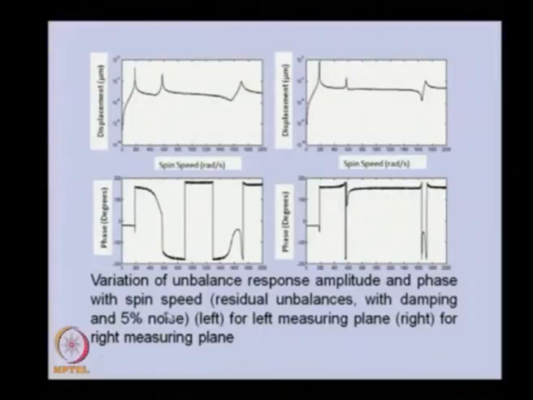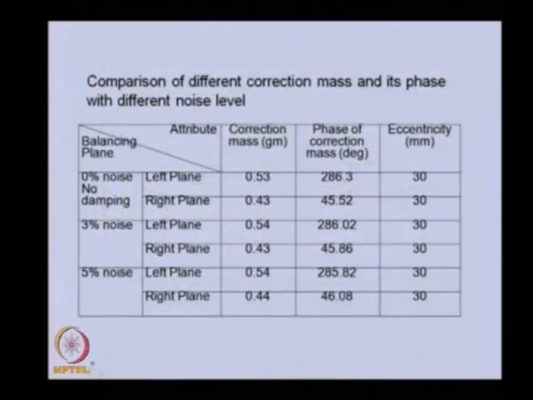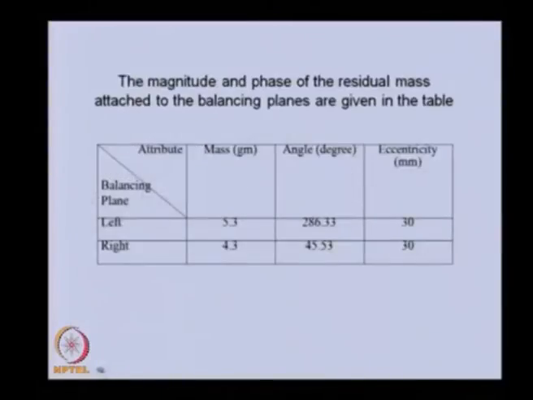So basically this addition of noise will show the effect of noise on the estimation of the residual unbalance, or on the balancing of the rotor. Then we estimated, for all these cases, the correction mass in the left plane, not only the magnitude but also the phase. Eccentricity is the same for all. You can see this is the estimation for 0 noise. When we add noise, there is a slight change in the estimations, but not much, and these estimations we compare with the assumed ones, which are in the next slide.